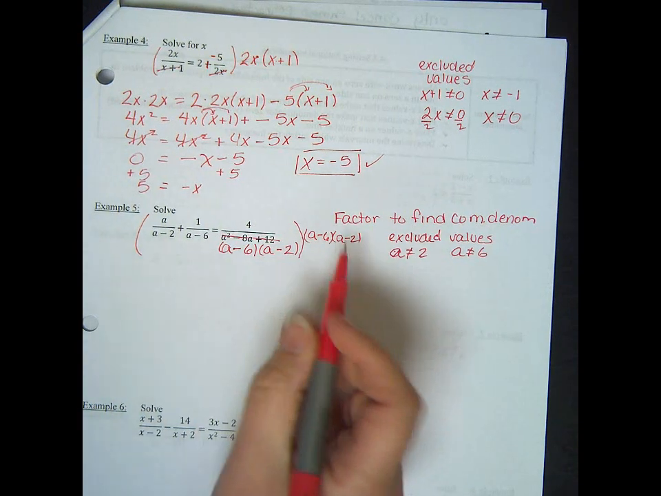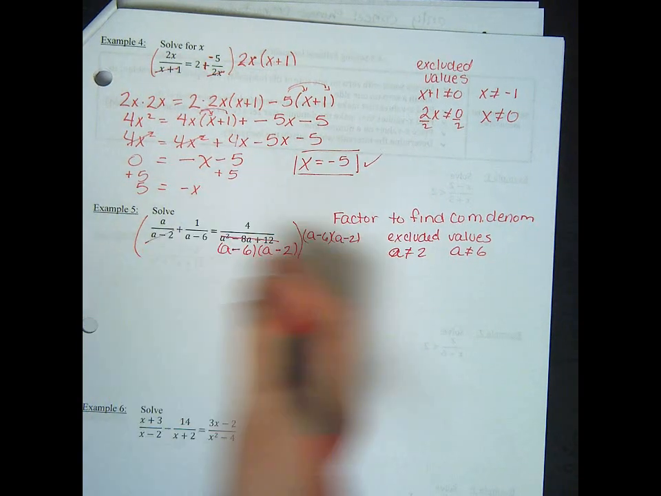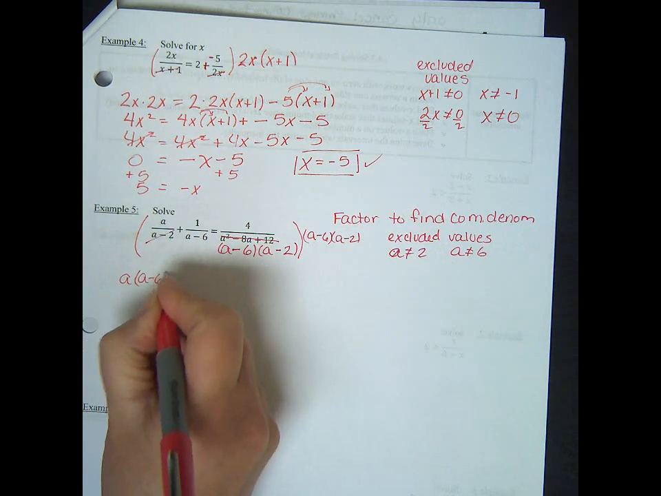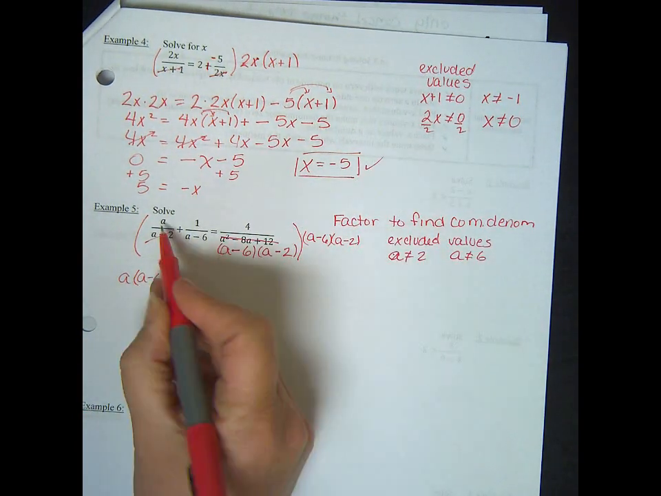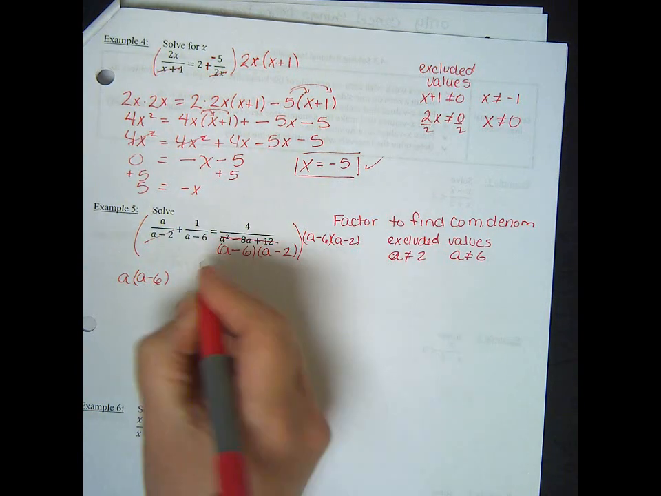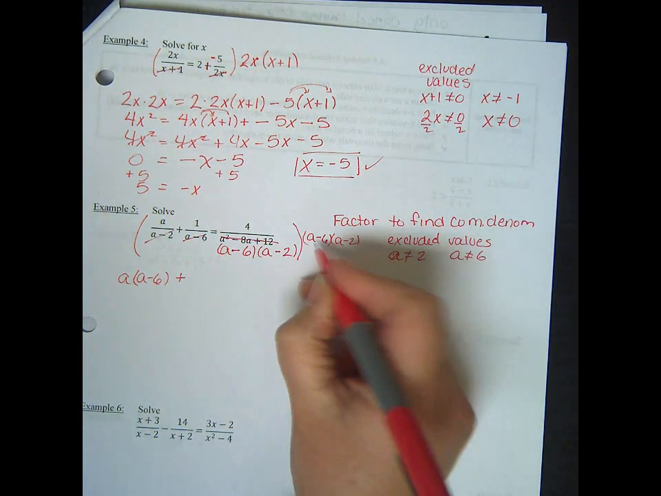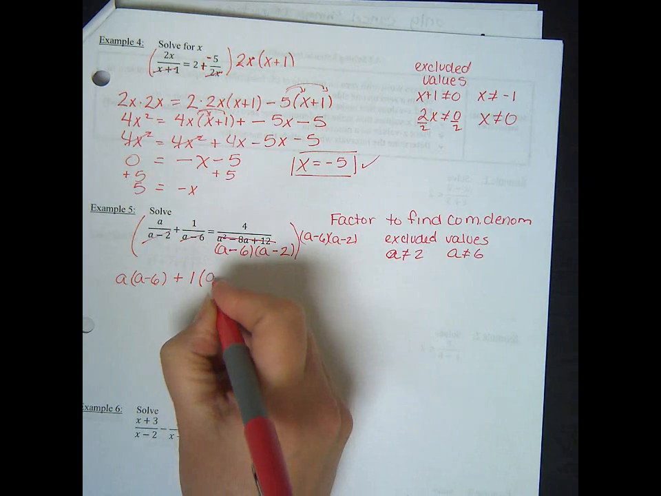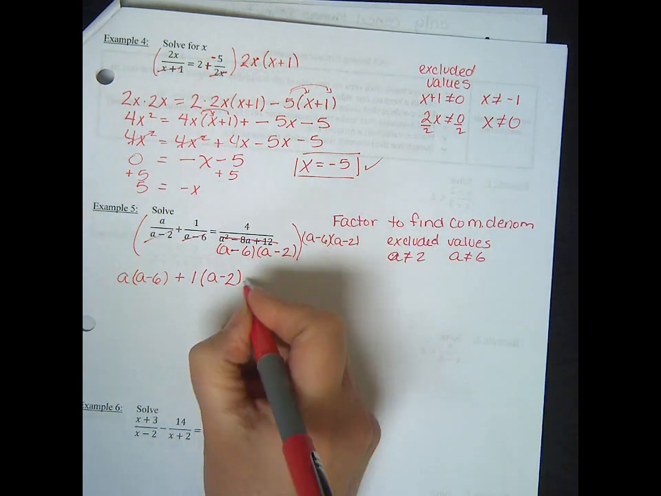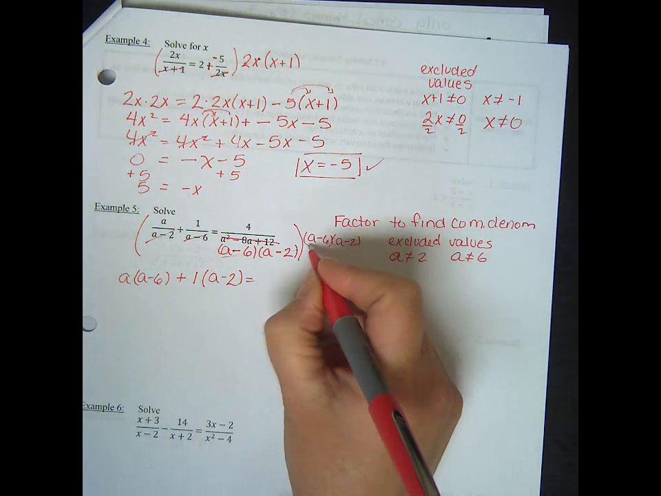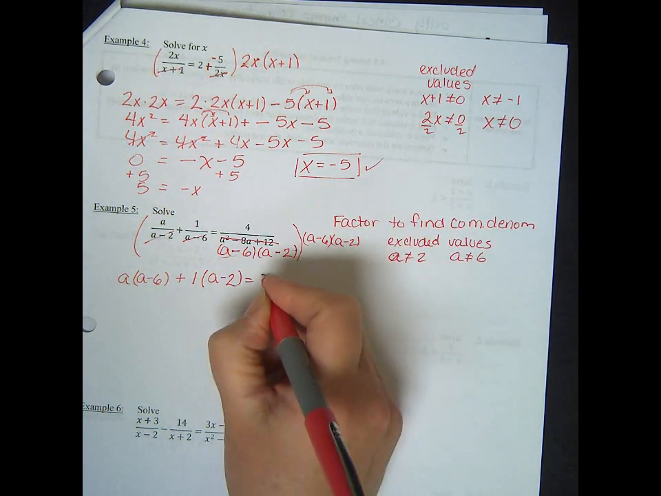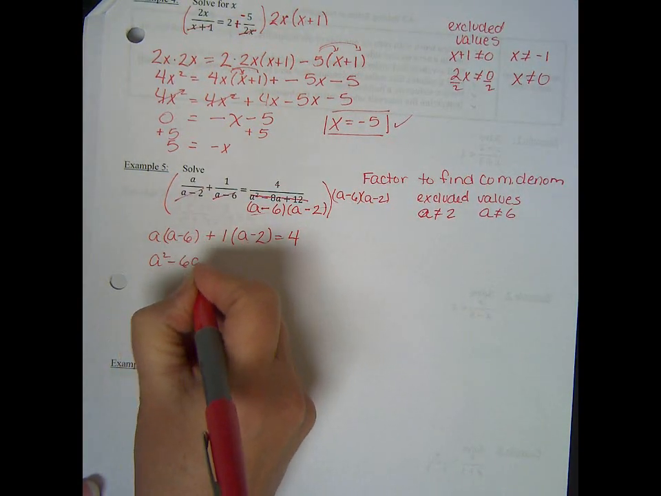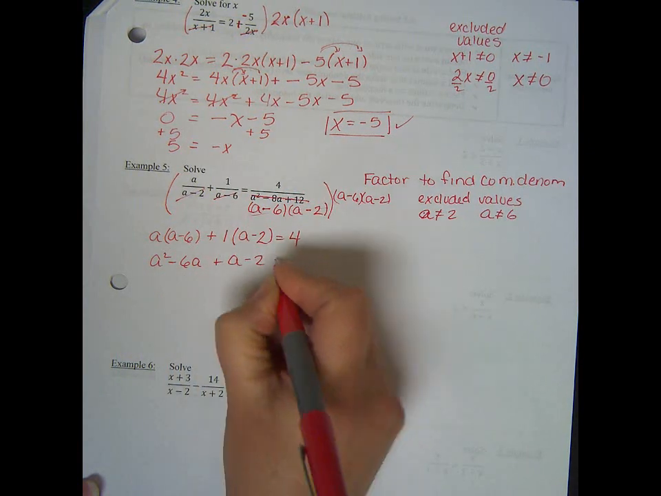So now we cancel. On the first term, A minus 2 cancels, but we're still left with A times A minus 6. Plus, the A minus 6 cancels, but we're still left with 1, and I'm just going to write 1 there, times A minus 2. Of course, we didn't have to write that one. And on the last one, A minus 6 and A minus 2 cancel, so we're just left with 4. So that's nice. So now we distribute: A squared minus 6A plus A minus 2 equals 4.